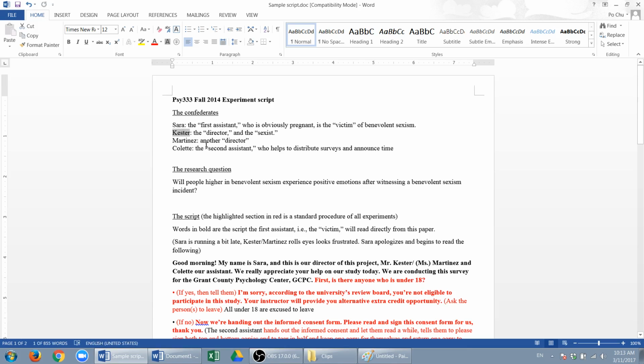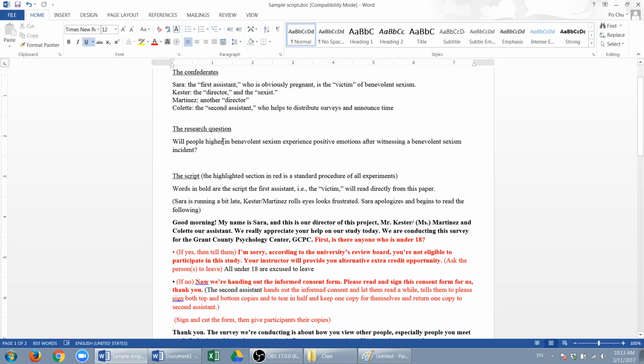Kester is the director, and the perpetrator who applies this sexist behavior on Sarah. Martinez is another director, and Colette is the second assistant who takes care of distributing surveys, announcing time, whatever. Now the research question is: will people high in benevolent sexism experience positive emotions after witnessing a benevolent sexism event? There are tons and tons of studies about benevolent sexism and its consequences, which are not pretty, but to our knowledge, this is the first study on this topic.